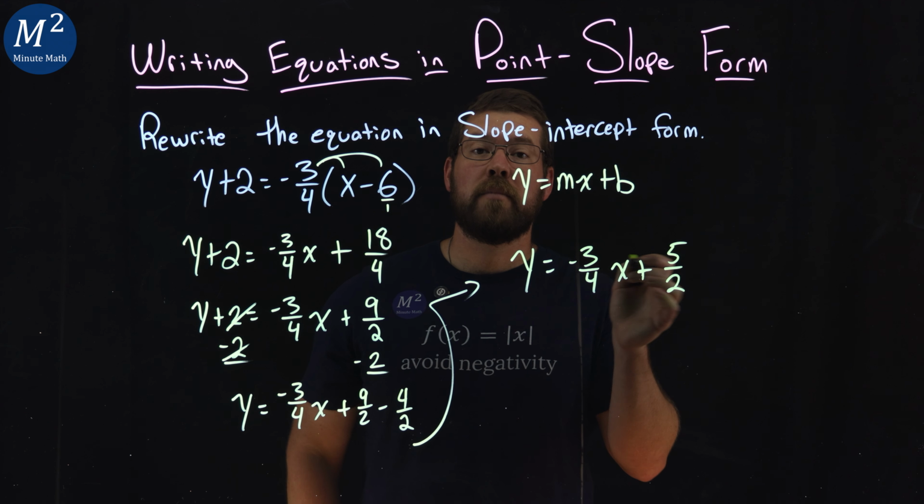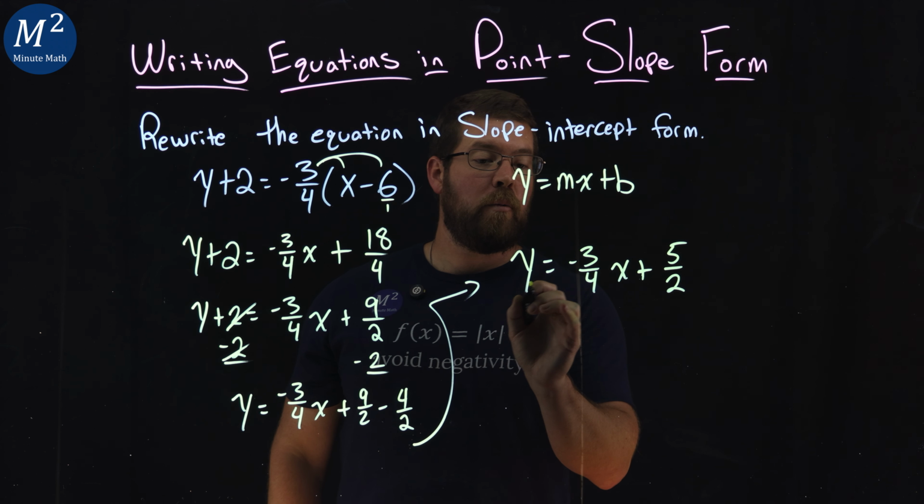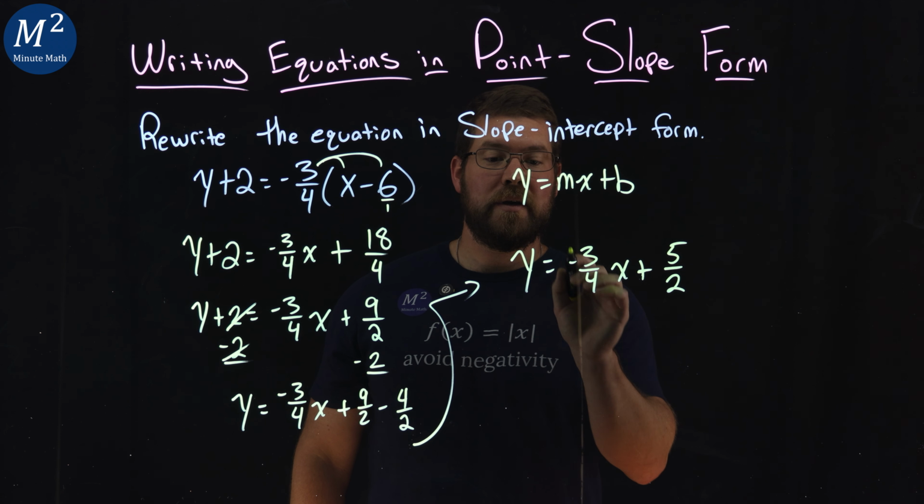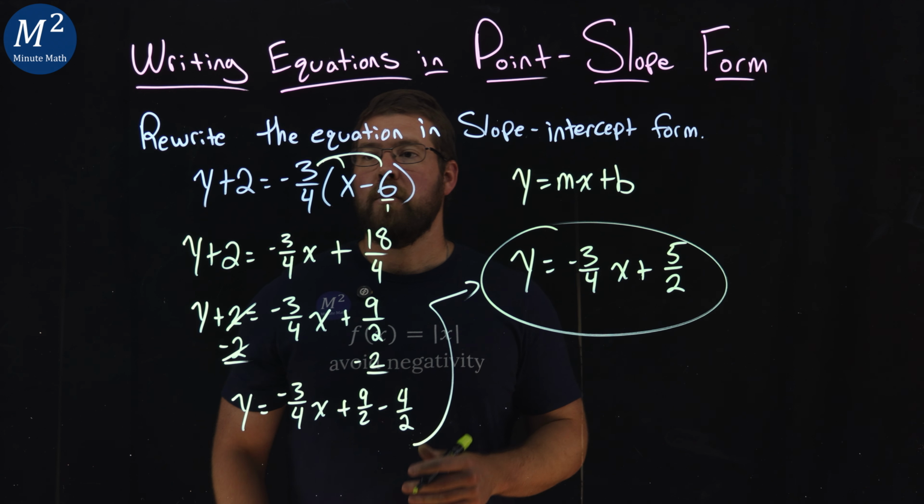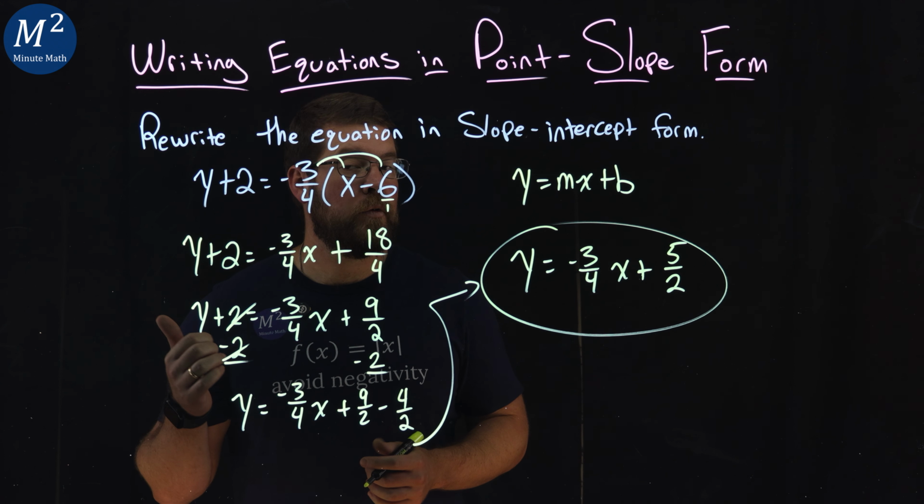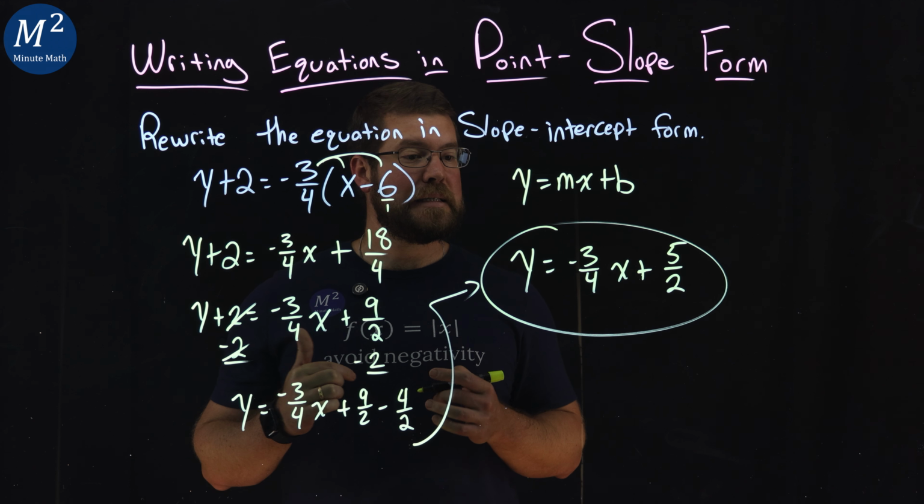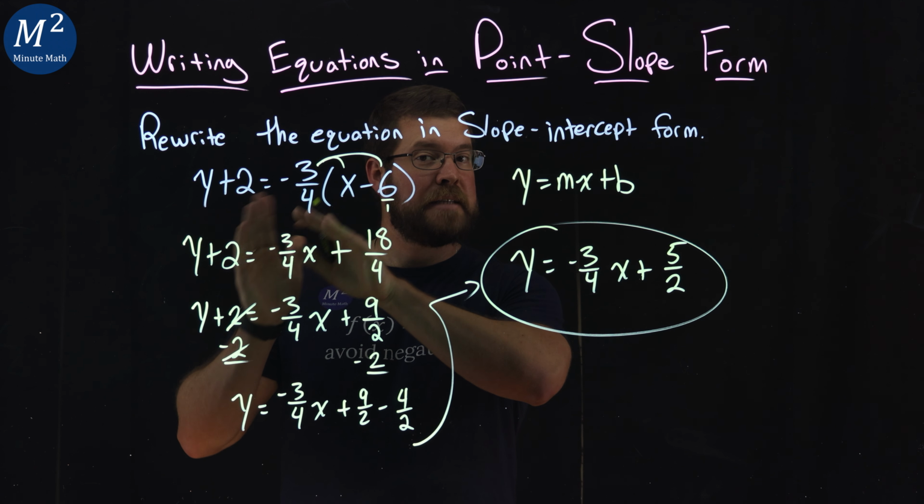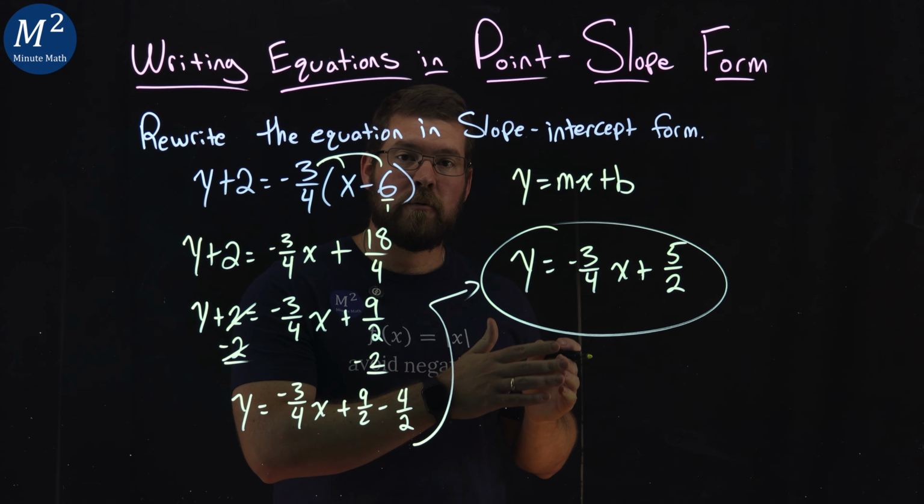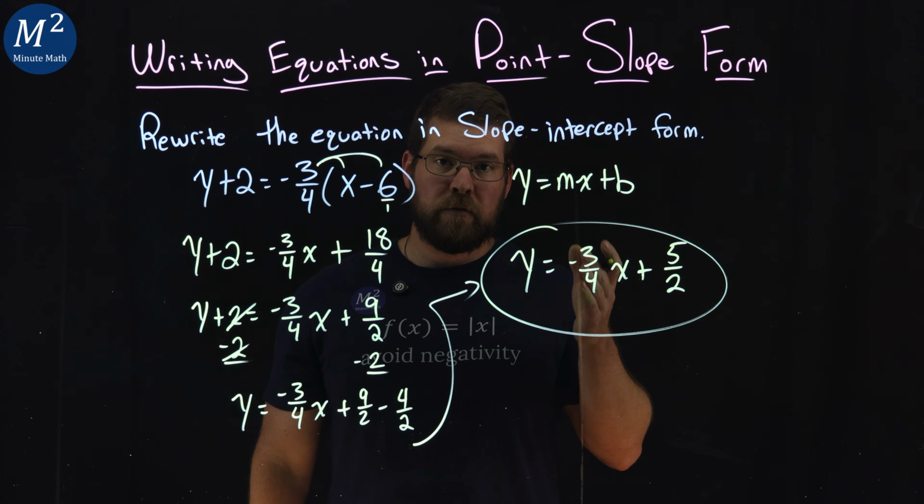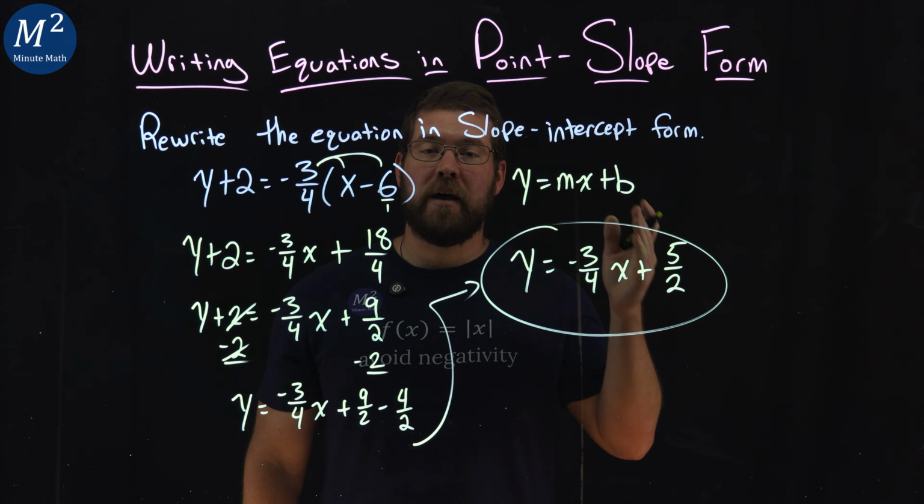And notice it's in slope-intercept form, y equals mx plus b. So there we have it. We took our equation y plus 2 equals negative 3/4 times (x minus 6) and rewrote that same exact equation in slope-intercept form, which is y equals negative 3/4 x plus 5/2.